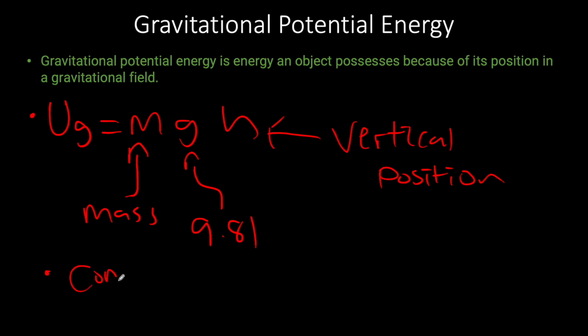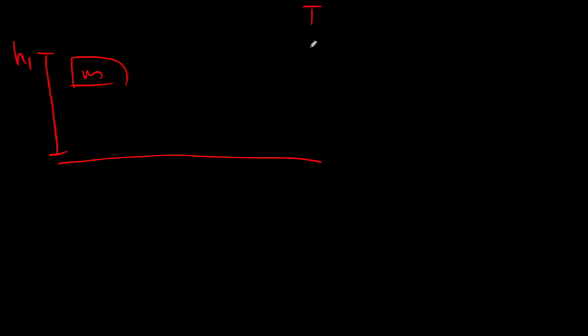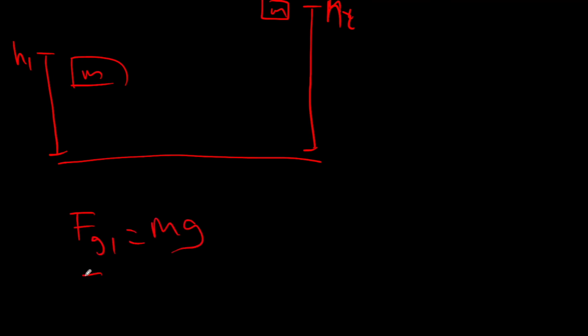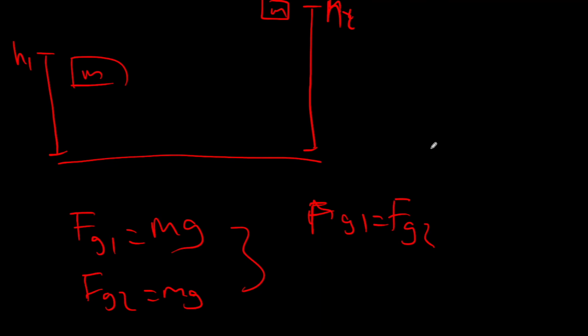So gravity is a conservative force because gravity does not depend on the path taken, right? So let's do this. Here we have a box at a height of h1 and another box at h2. What we can say is Fg1 is equal to mg, Fg2 is equal to mg, so Fg1 is equal to Fg2, so it does not depend on the path taken. So it doesn't matter if the object goes this way or this way. So this path here does not matter, right?